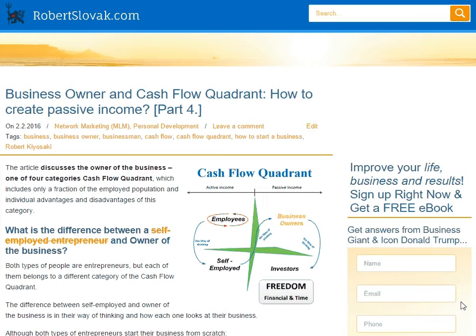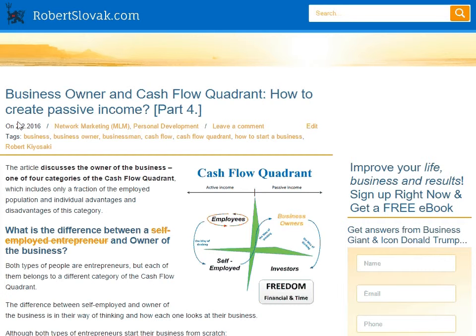In today's show I will share with you a new article named Business Owner and Cash Flow Quadrant, How to Create Passive Income, Part 4. This is the fourth part of a 5-part article series which I will share with you over a course of a few weeks. The article discusses the owner of the business, one of 4 categories of the cash flow quadrant, which includes only a fraction of the employed population, and the individual advantages and disadvantages of this category.